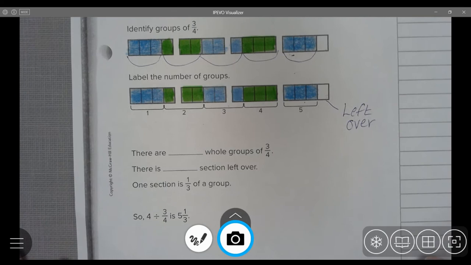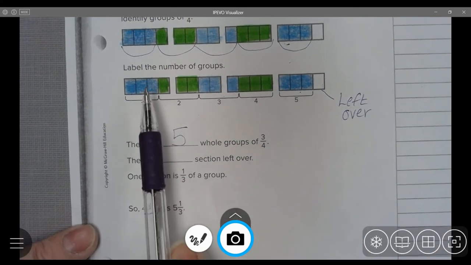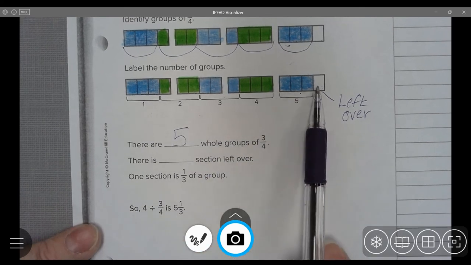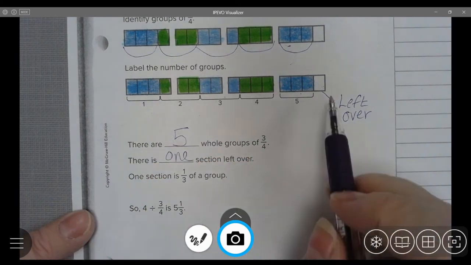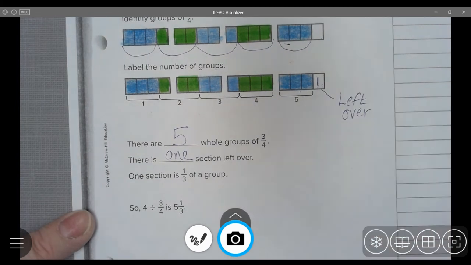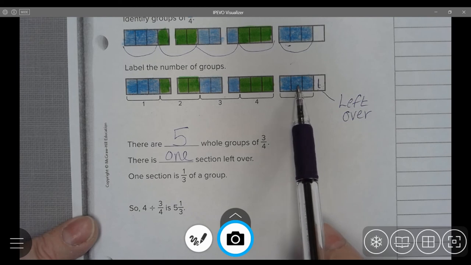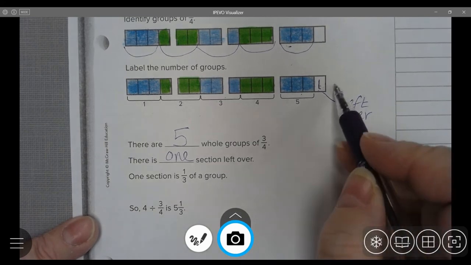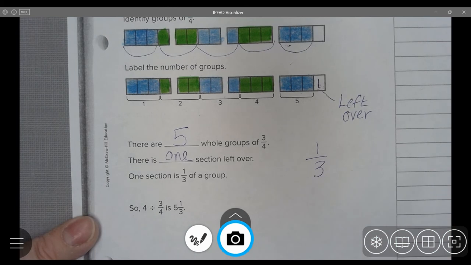It's really easy. So what we have here, there are 5 whole groups. We already counted them. 1, 2, 3, 4, 5 whole groups. And there's one section left over. That one right there. And that section is one of the 3 that we need to have to create another whole section. So in this case, we have one of the 3 left over.